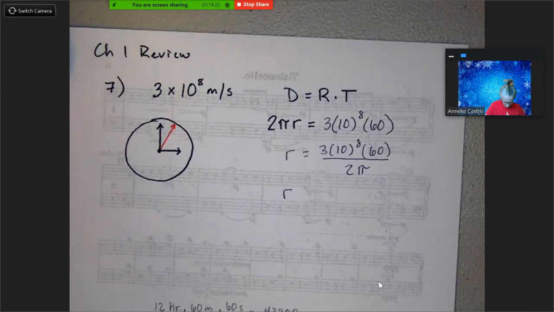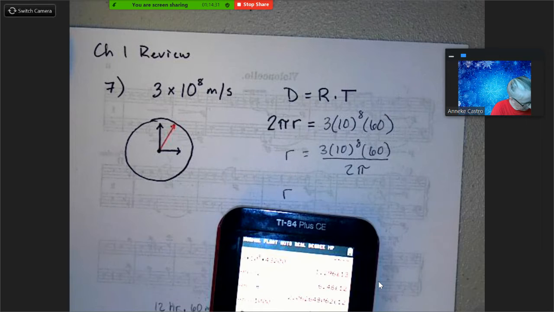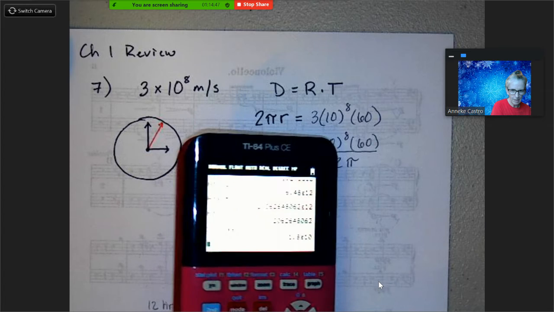And let's see, did I already do it? Oh, what the heck, let's do it again. I'm going to put it into my calculator. So 3 times 10 to the 8th times 60, and I get 1.8 times, okay, oh, that's right. Now I need to divide it, sorry. I was almost going to write that down. I forgot to divide it.